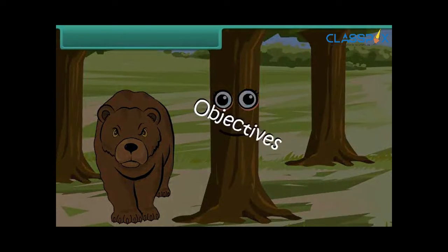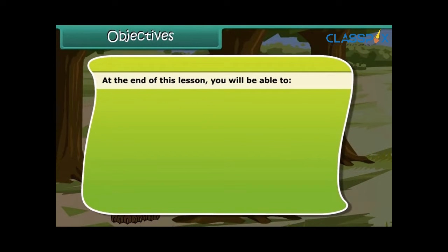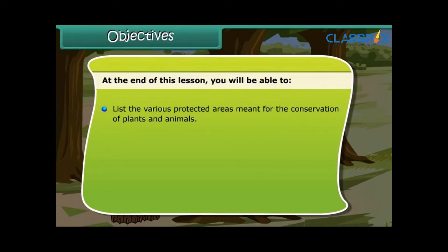Objectives. At the end of this lesson, you'll be able to list the various protected areas meant for the conservation of plants and animals. Describe wildlife sanctuary, national park, and biosphere reserve.